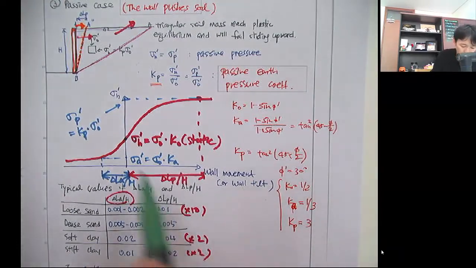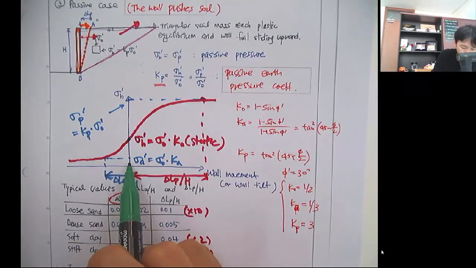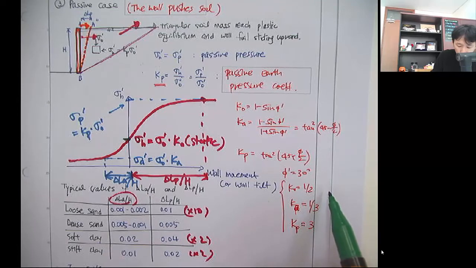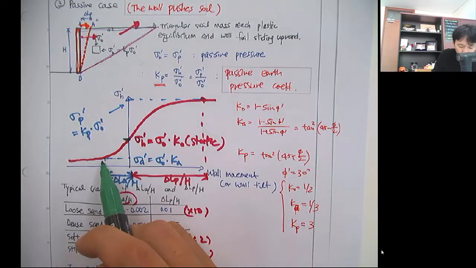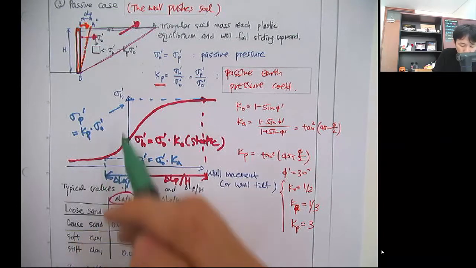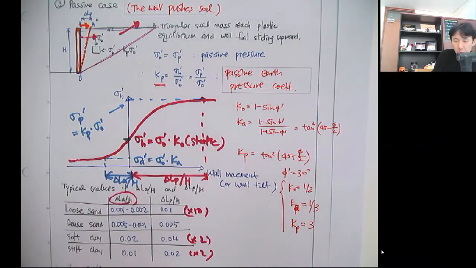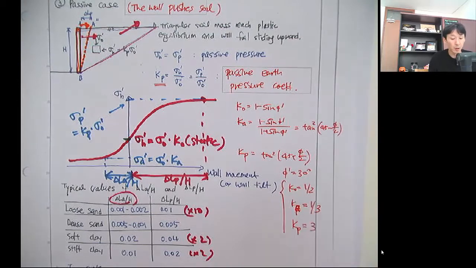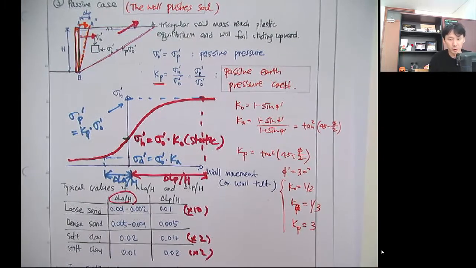So you can see the magnitude of the lateral earth pressure. Here at rest, 1 over 2 times sigma naught prime, right? And here, 1 over 3 times sigma naught prime, and here the passive, 3 times sigma naught prime. So you can see the relative magnitude among these three conditions.